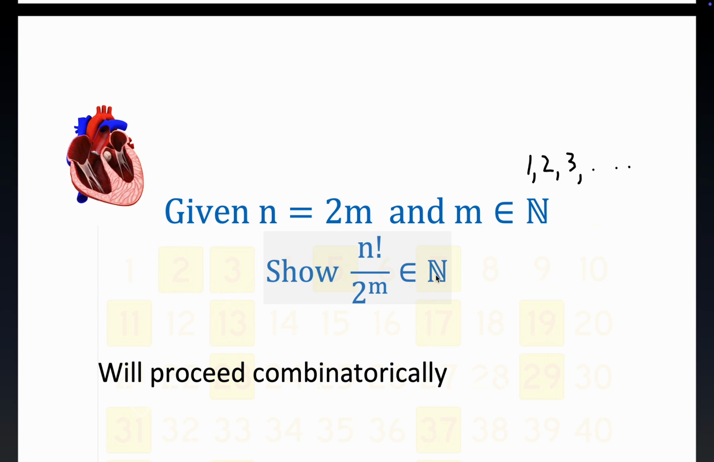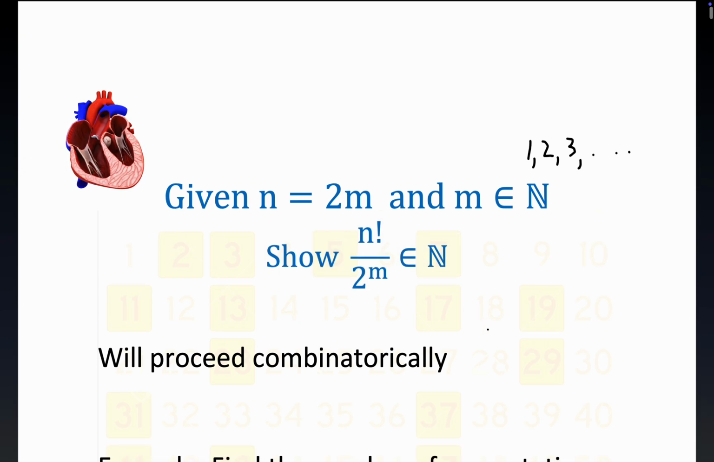That means it's not a fraction, okay? It's a number like 1, 2, 3, a positive integer. Now, the connection here between n and m is that n is flat out equal to 2m. So n is an even number. We want to show that n factorial divided by 2 raised to the m power is a natural number. Now, it's not too surprising. Those of you familiar with factorial know there's plenty of 2's to go around, but we'll still prove it.